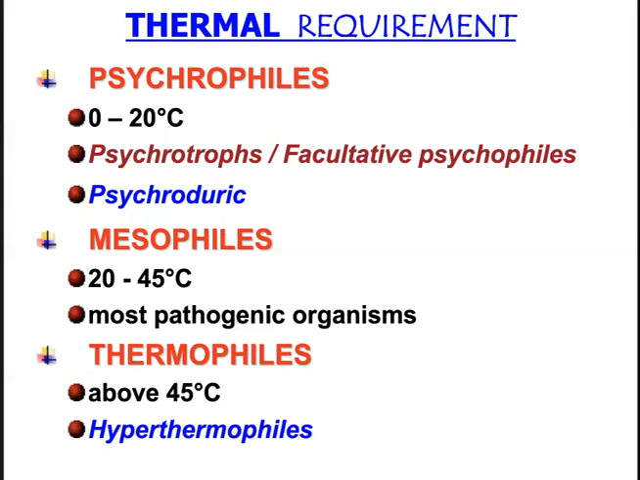So again, note that those organisms who are able to produce infections or diseases are mostly mesophiles. Those that can survive at 20 to 45 degrees Celsius, and their optimum growth is usually between 35 to 37 degrees Celsius. So thermophiles again, 45 degrees to 70 degrees. Those that can survive higher than 70 degrees are hyperthermophiles. Usually those are the archaeans, the old bacteria.